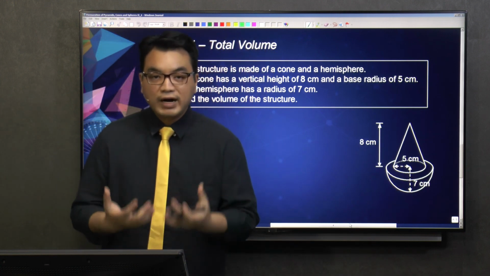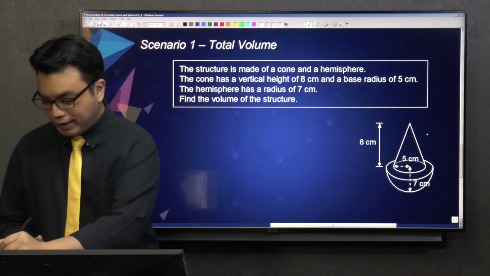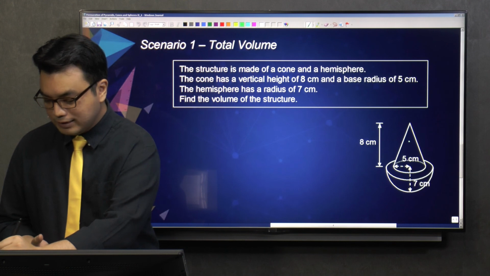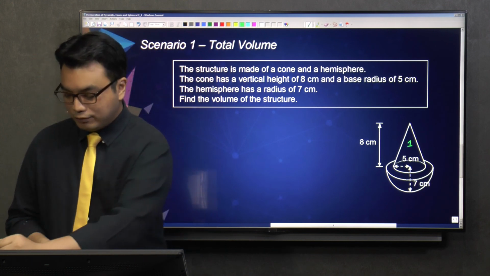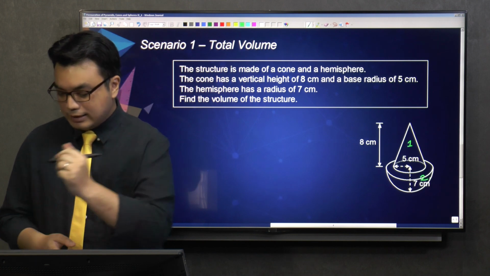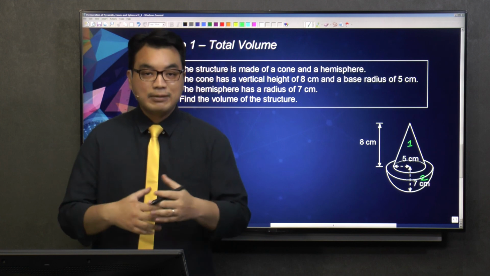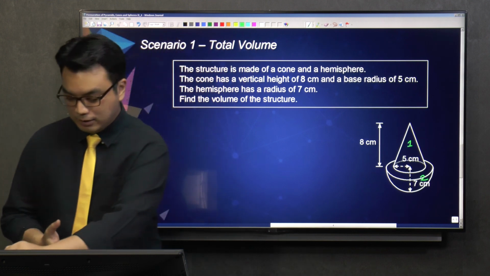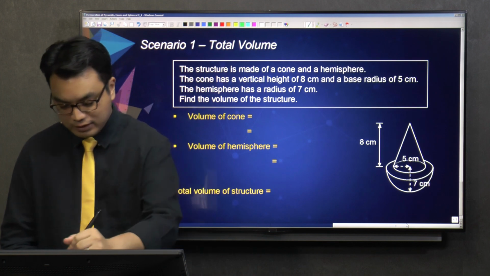So how do we find the volume of the structure? Alright, we have to find the volume of the cone. This will be the first part that we have to find. Then we have to find the second part, which is the volume of the hemisphere. Then we add them up together. So it's pretty simple. Let's find the volume of the cone first.